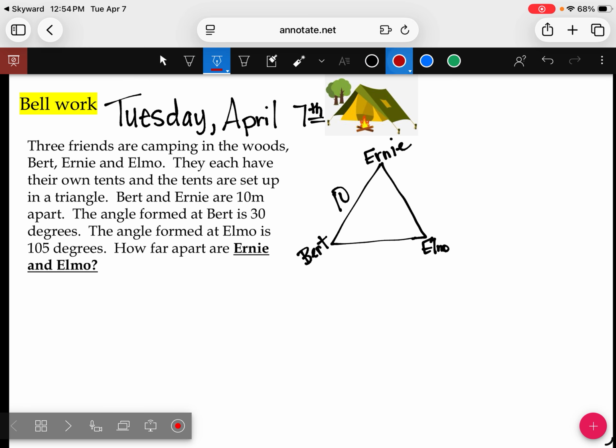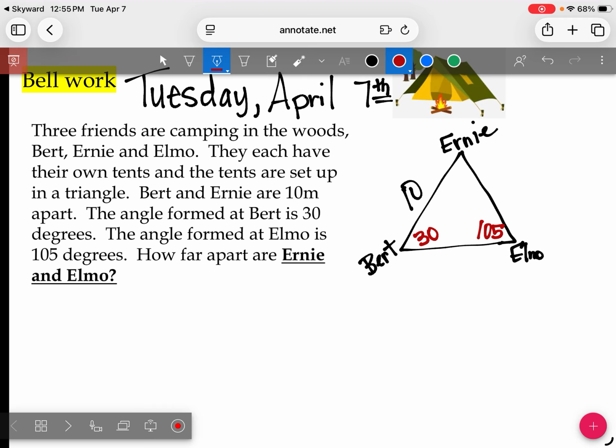The angle formed at Bert is 30. And the angle formed at Elmo is 105. Now, here's the thing. Some of you all were doing more than what you had to do. You have to make sure you're answering the question. And the question was, how far apart are Ernie and Elmo? This is the only side that I asked for. So if you found the distance between Bert and Elmo, you did too much. It only asks for one side.